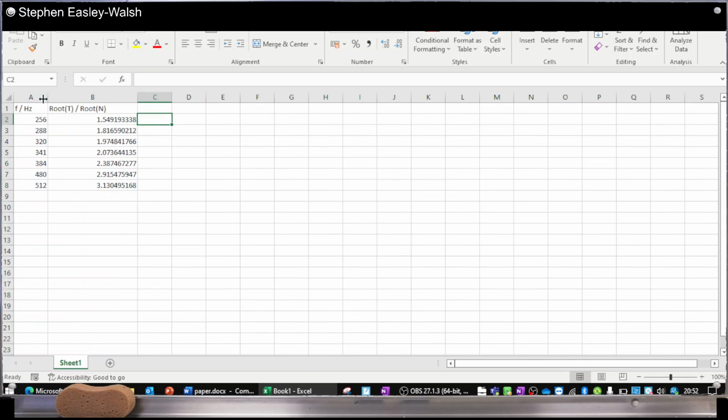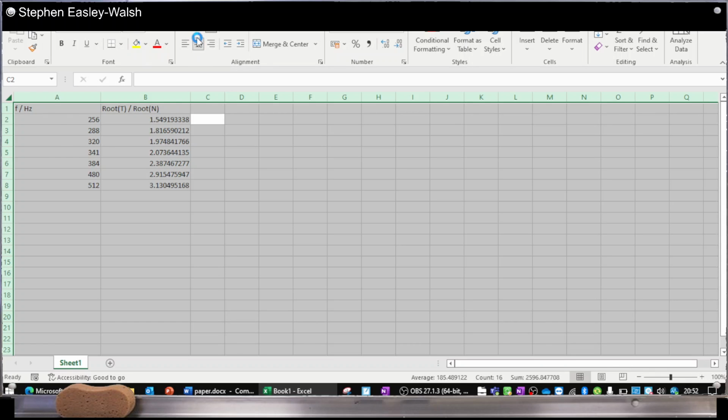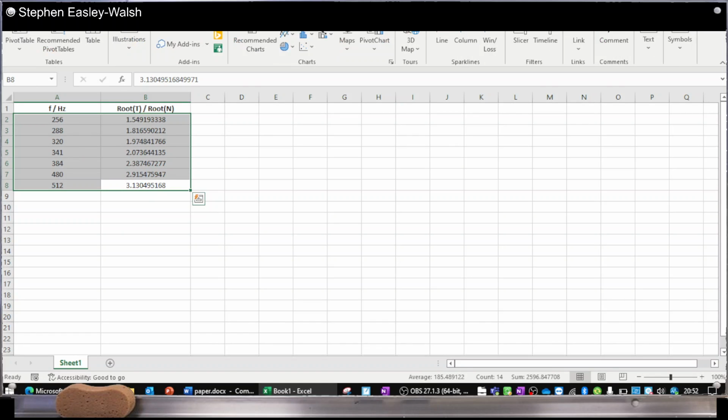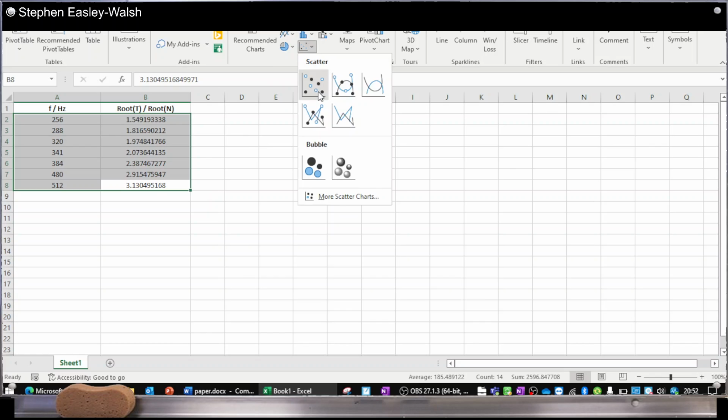Right, so what I've done, I've just made the table that I need to plot. I've got my frequency and then I've got my root of my tension. So I can make the plot. Of course, you would have to use graph paper in the exam. It's called a scatter plot.